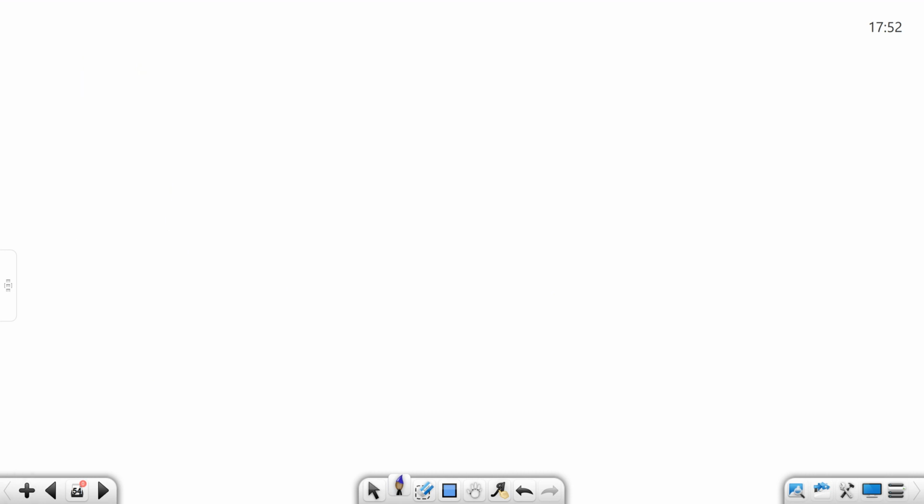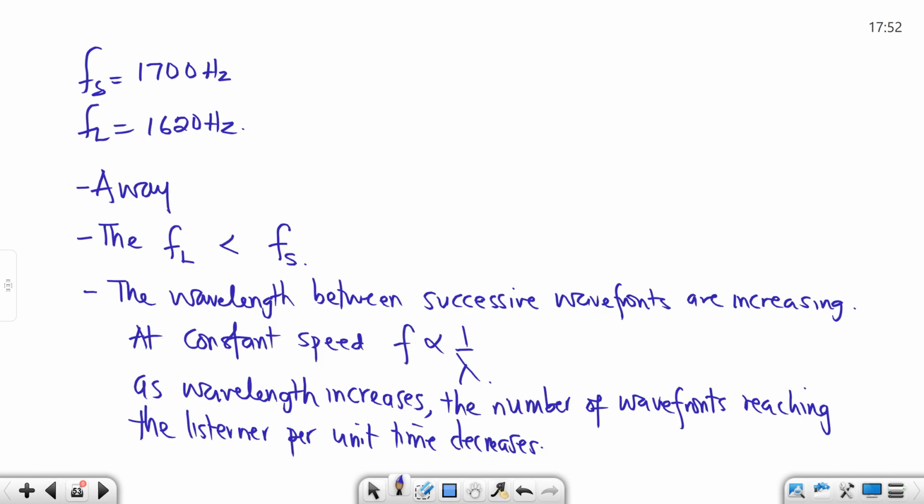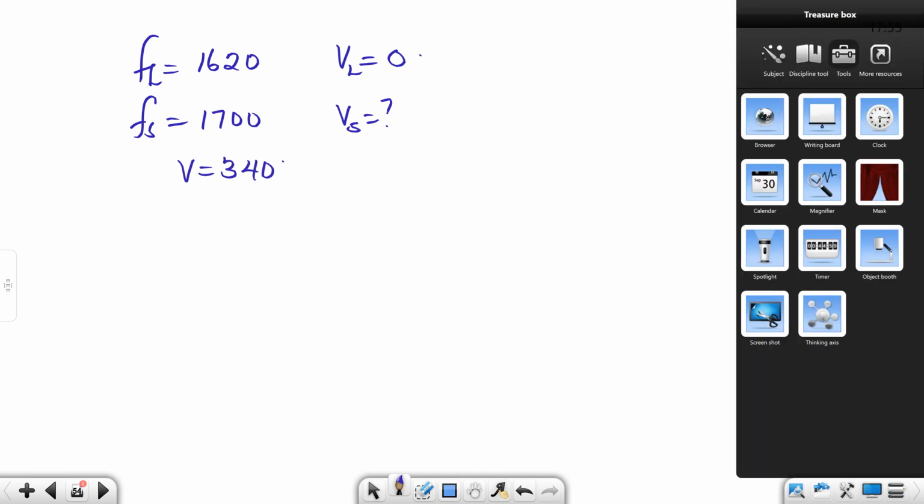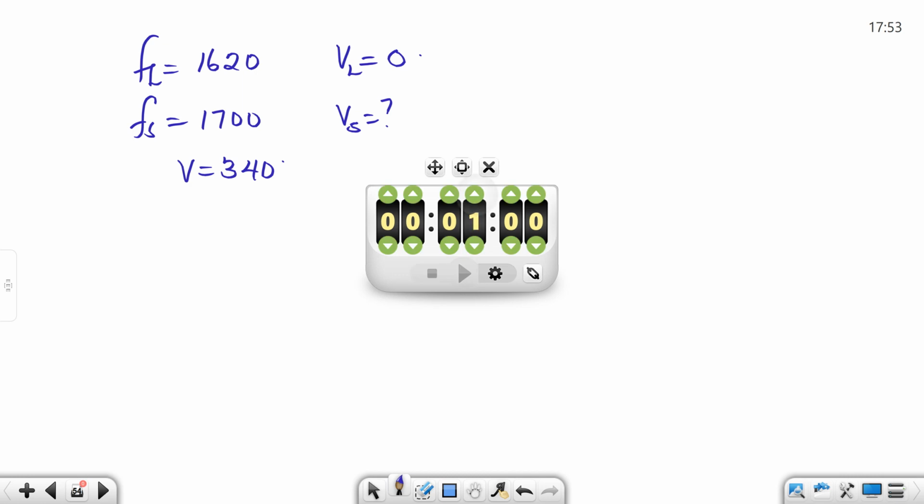Okay, let me help you highlight. We said FL is what? 1620, right? 1620. And VL is stationary. FS is 1700. Looking for VS. And what else do we know? V equals 340. Please, not more than 4 minutes. Use your formula page. Get me an answer.